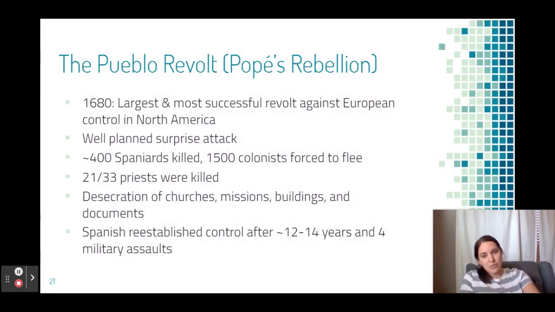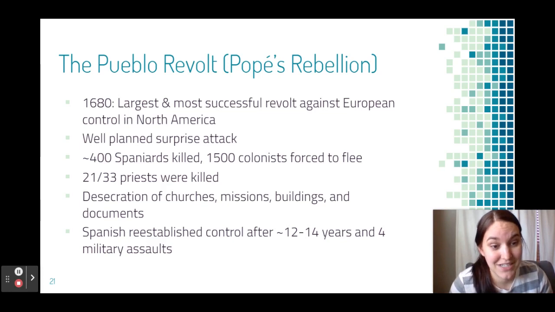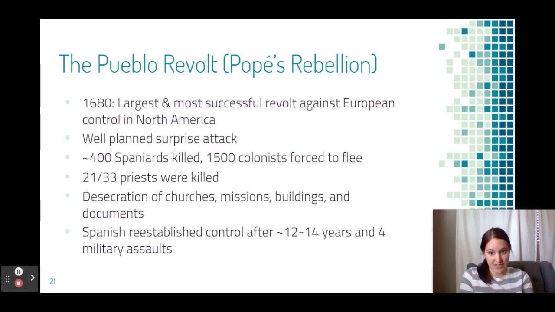And so this leads up to the Pueblo Revolt, another conflict, but very different from the Pequot Wars and Metacom's War, in that it's successful for American Indians. It was a very well-planned attack. There were alliances with the Pueblo and other American Indian groups in the area. A huge destruction of churches and deaths of priests.